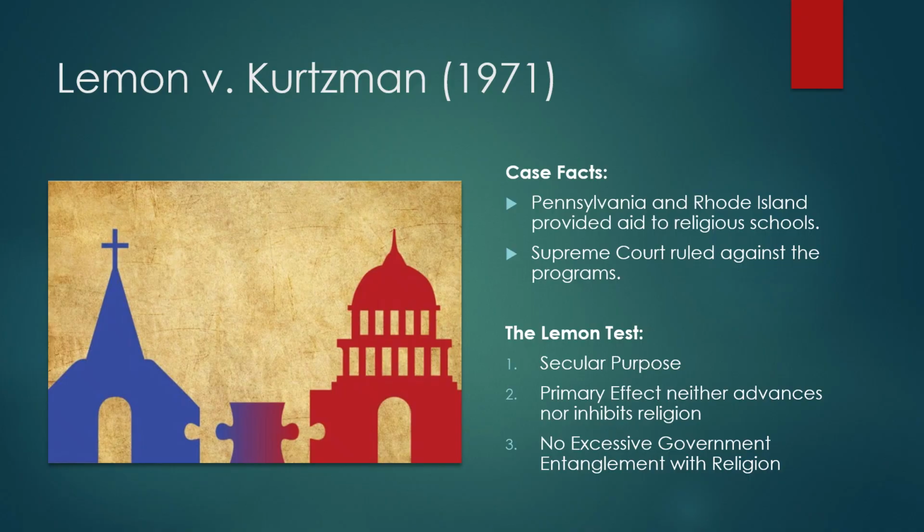In Lemon versus Kurtzman, the case involved state financial aid to religious schools. The Supreme Court ruled the programs unconstitutional, which created the Lemon Test. The test asks whether a law has a secular purpose, whether its primary effect advances or inhibits religion, and whether it creates excessive government entanglement with religion.